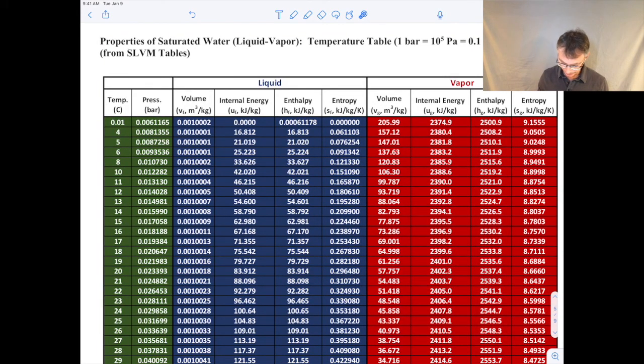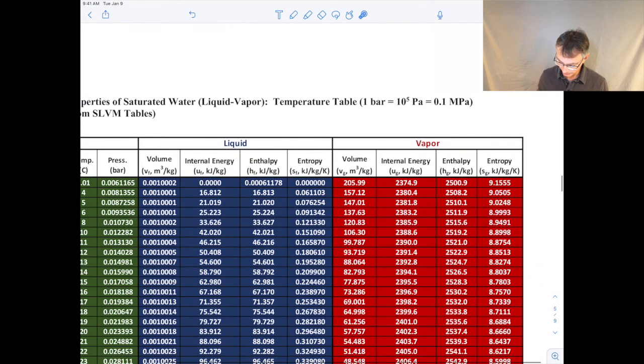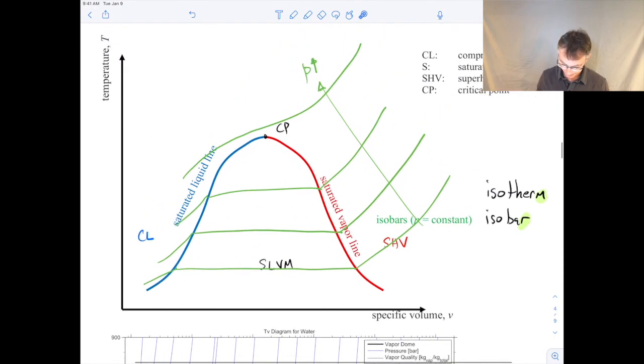Now you'll see some other properties listed here. So you have properties for liquid, properties for vapor. What these are is the properties along the saturated liquid line and the saturated vapor line. Notice this is in blue and this is in red. So these correspond to the properties along this line for the liquid part, and then this one for the vapor part.